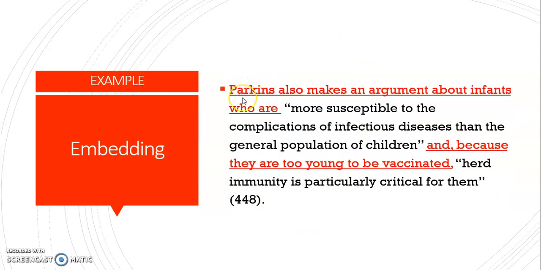So what I've put in red is my words. So I'm introducing Parkins also makes an argument about infants who are, and then I just kind of keep going, but I'm using quoted material, who are more susceptible to the complications of infectious diseases than other general population of children. That's what she said in her quote, and then I kind of connect it to the next part, and because they are too young to be vaccinated, comma, I'm quoting her again, herd immunity is particularly critical for them. There's my citation. Again, I've said Parkins, so I just need that. So you can see your words, quote, your words, quote. And that's how that one works.